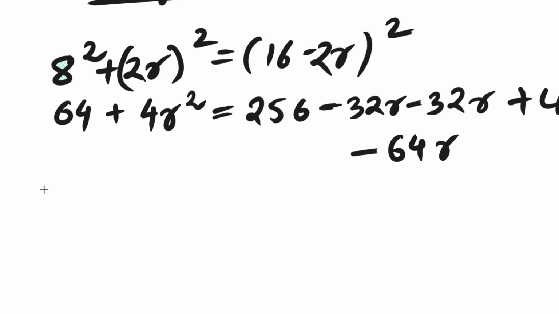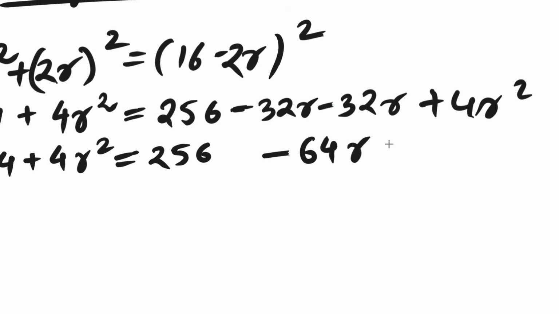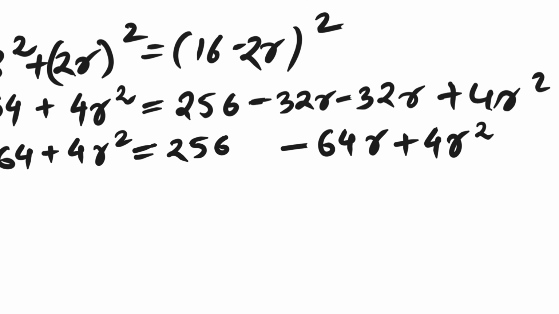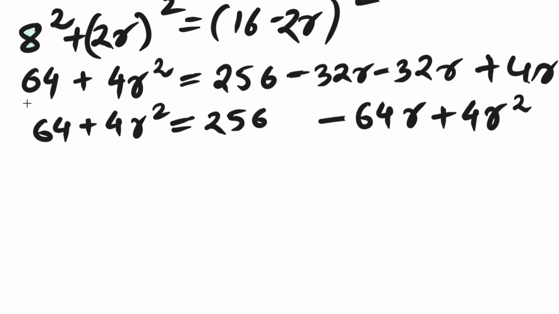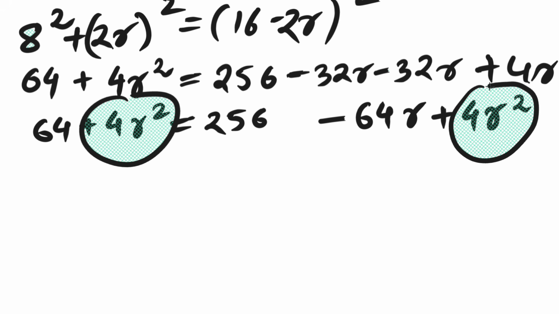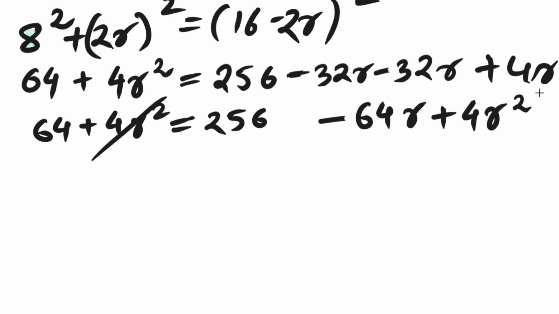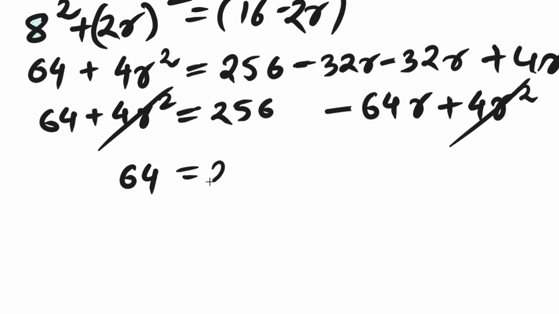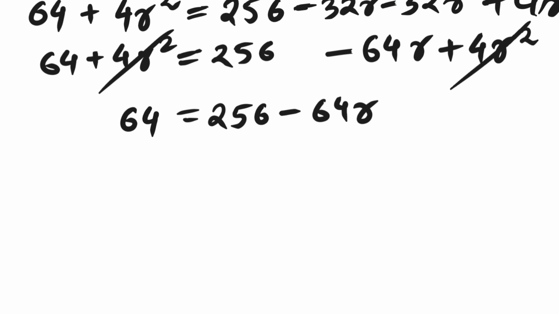So now our equation is 64 plus 4r squared equals 256 minus 64r plus 4r squared. And now we get the really satisfying part. We have 4r squared on both sides, so they cancel. This means the problem looked like it might turn into a quadratic equation, but it doesn't. After cancellation, I am left with 64 equals 256 minus 64r. Now I want r by itself.